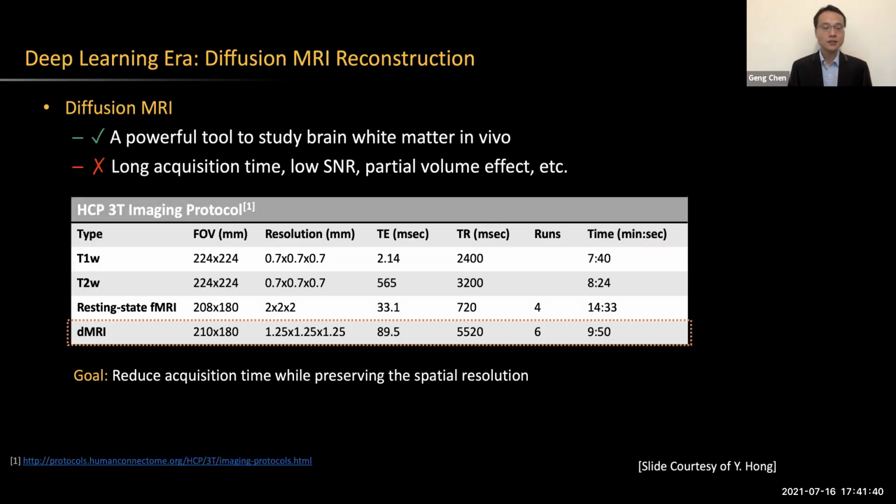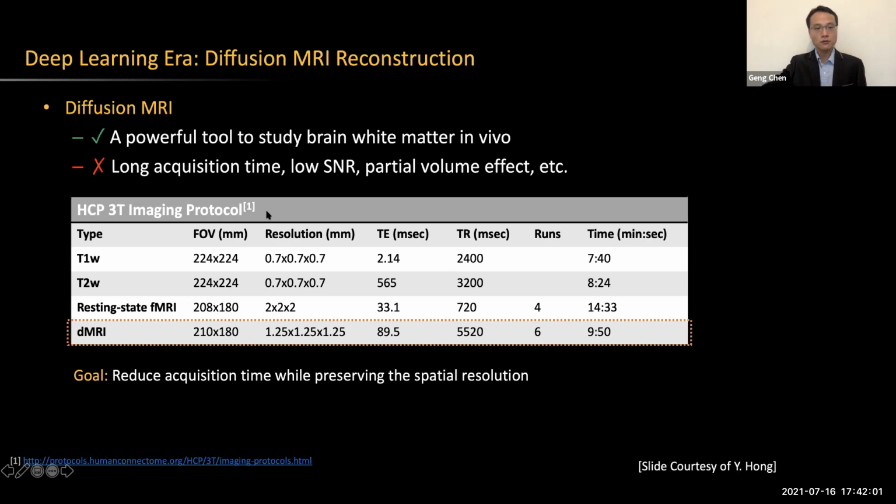Okay, so then we come to the last work, on diffusion MRI reconstruction. This is also a deep learning work. For diffusion MRI, we know that it is a powerful tool to study brain white matter development, and it suffers from long acquisition time, low SNR, and partial volume effect.